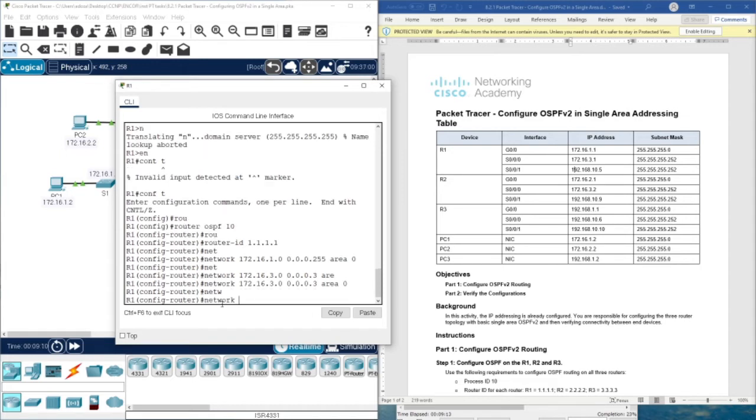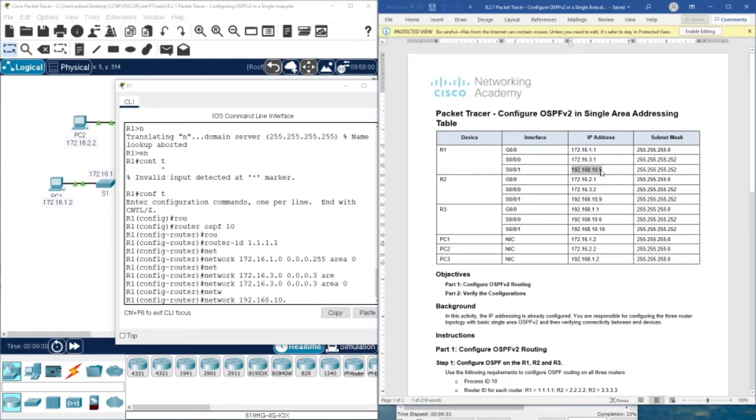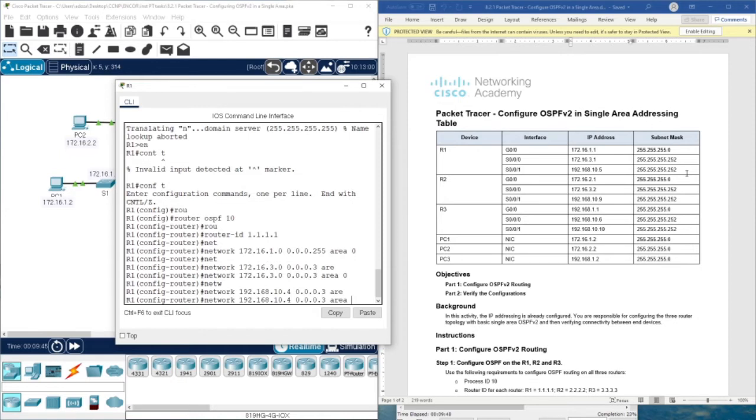Okay, for the last one we need also a network, and then 192.168. Since here we have 252, it means that this first network is still 4, and the next network address is going to be 192.168.10.4. And the wildcard 0.0.0.3, and of course the area 0.